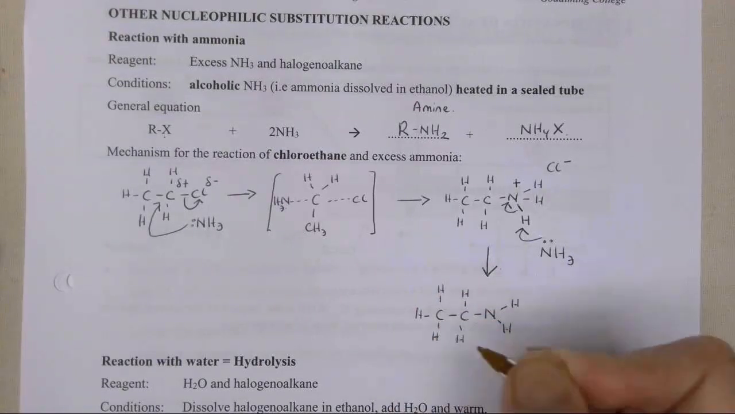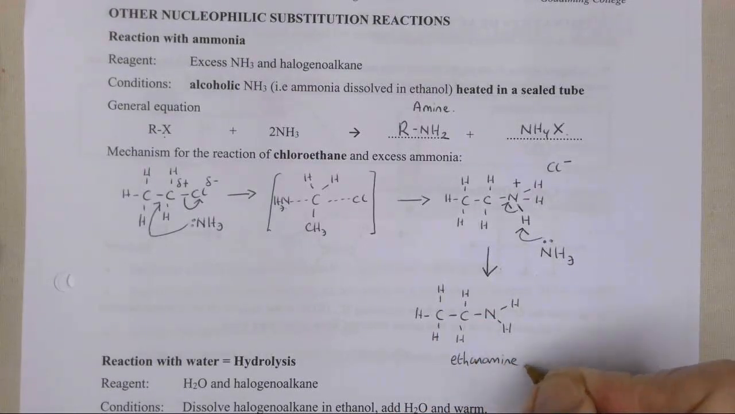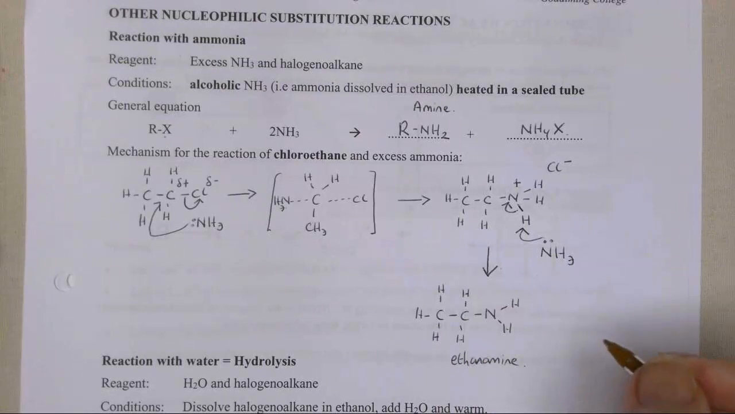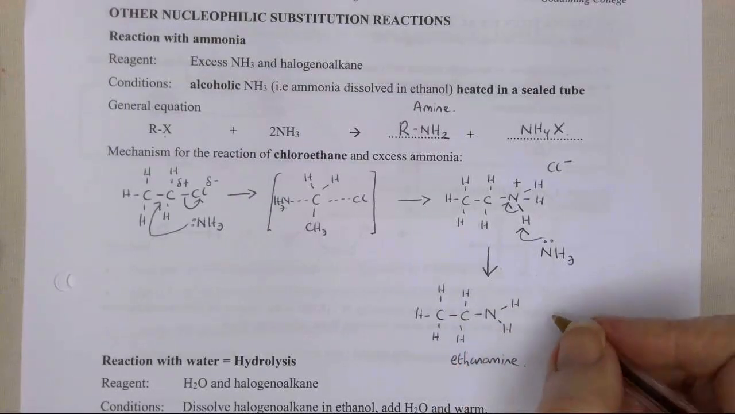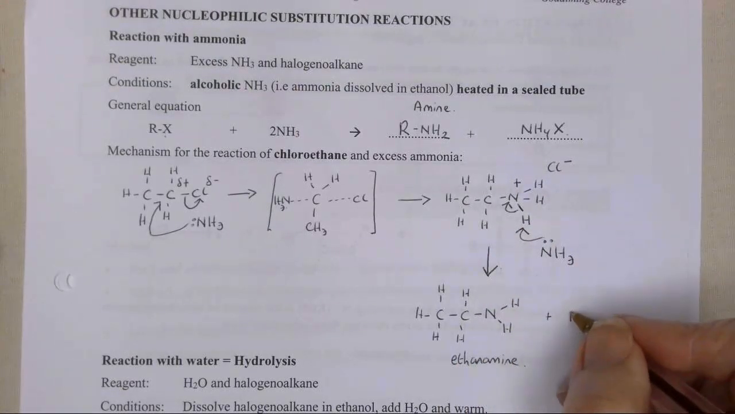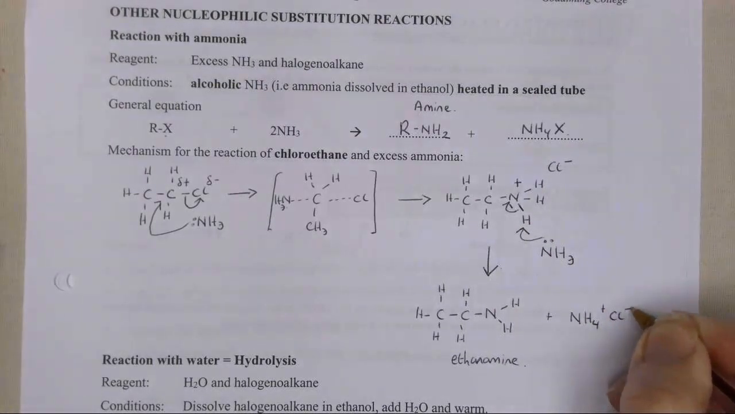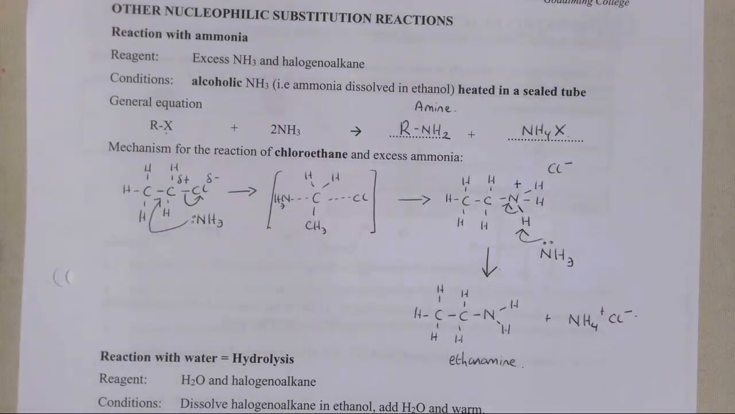This is ethanamine: eth, 2 carbons, no carbon double bonds, amine, because I've got an amine group on the end of it. And all these extra bits are joined together, so I've got NH4 positive, Cl negative. I've got ammonium chloride as my secondary product.